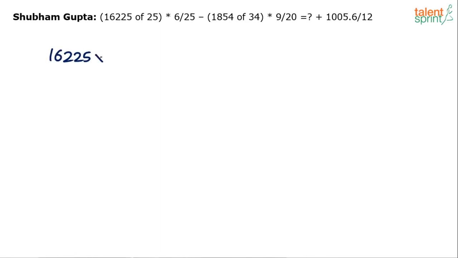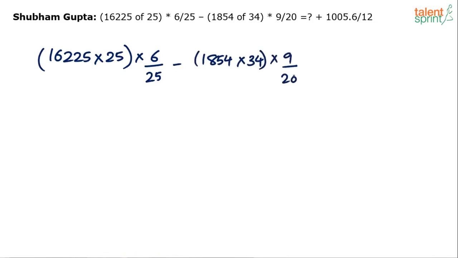16,225 of 25 into 6 by 25 minus 1854 of 34 into 9 by 20 equals question mark plus 1005.6. 1005.6 can be taken as 1005 or maybe 1006 approximately, divided by 12, right? Now simplify this. This 25 and 25 get cancelled, right?